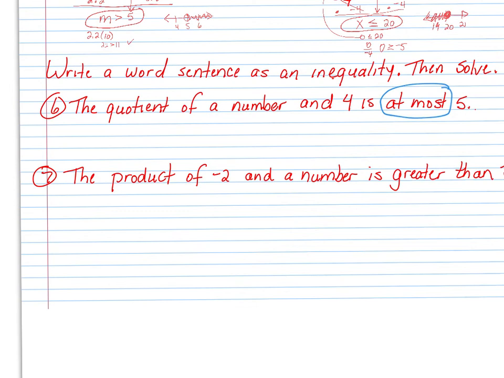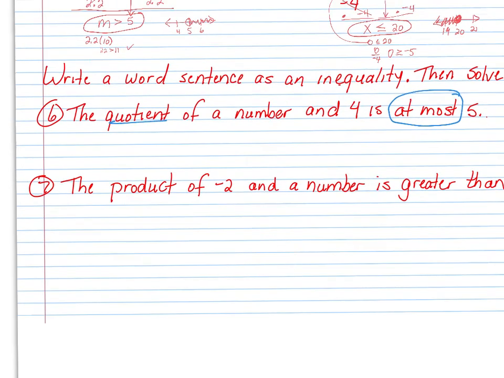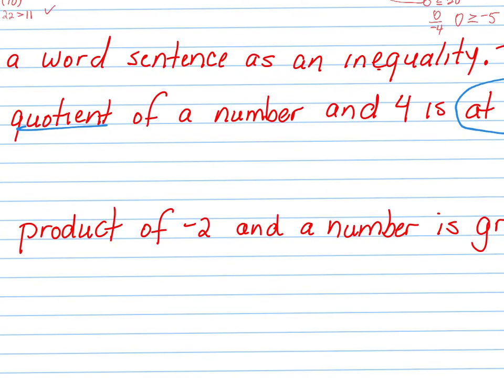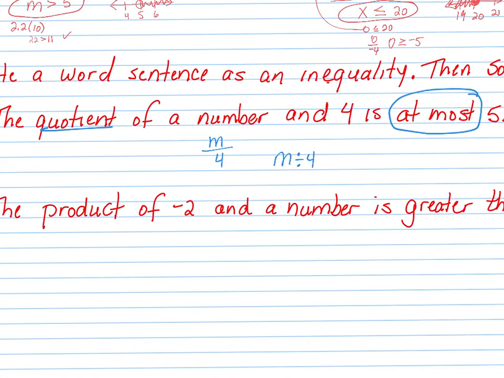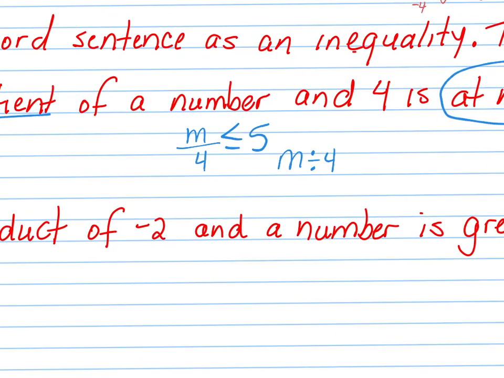We've got at most. What else is something key, Gabby? Quotient. What's quotient mean, Gabby? Divide. So we're going to write a division problem between a number. Do you know what the number is? I don't either. I'm going to call it m divided by 4, I can write it as a fraction, or I could write it like this. M divided by 4 is at most 5. Can it be more than 5 if it's at most 5? No. So what inequality do I put in there? Yep. So go ahead and solve that one.